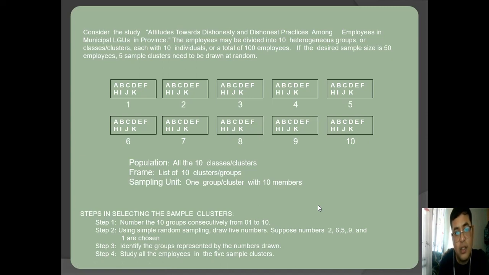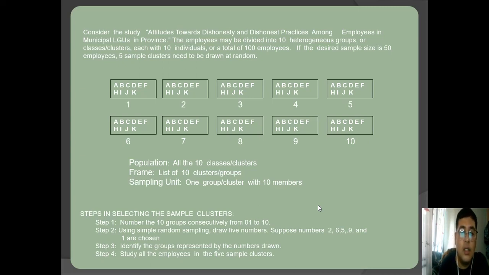So example, consider the study of attitudes towards dishonesty and dishonest practices among employees in municipal LGUs in the province. So the employees may be divided into two heterogeneous groups or classes or clusters, each with 10 individuals, or a total of 100 employees. So if the desired sample size is 50 employees, so 5 sample clusters need to be drawn at random.